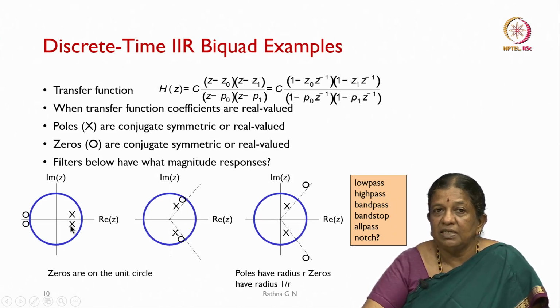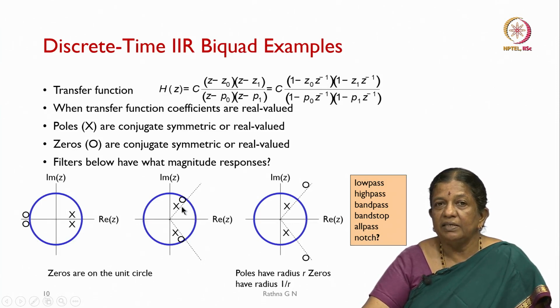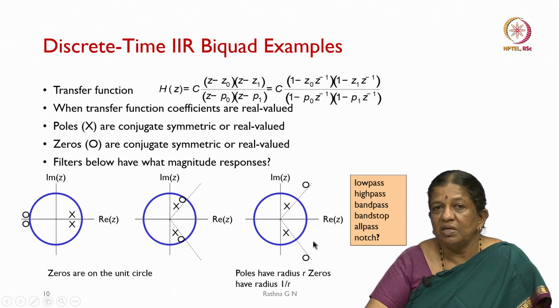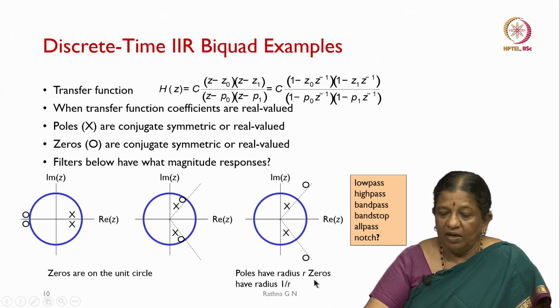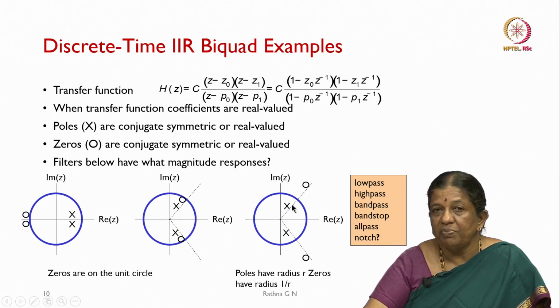What you see are the two complex conjugate poles here, and the corresponding zeros are outside the unit circle. This is our real axis and this is our imaginary axis. Here the zeros are on the unit circle, and here you will see poles and zeros inside the unit circle, and in the other one the poles are inside whereas the zeros are outside the unit circle. So, poles have radius r, and zeros have radius 1 by r, that is what we represented.